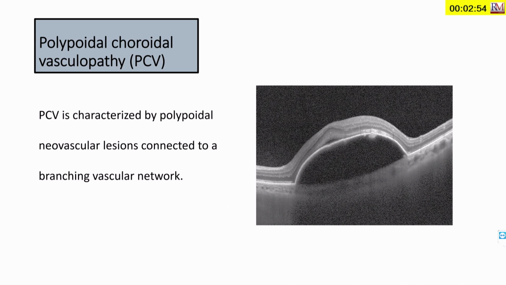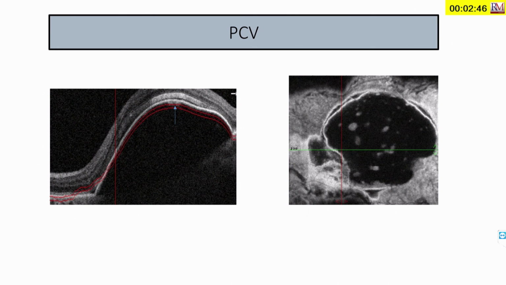When we go further deep with the slab, we have PCV. PCV is characterized by a polypoidal neovascular region connecting to a branching vascular network. PCV is usually diagnosed by ICG.